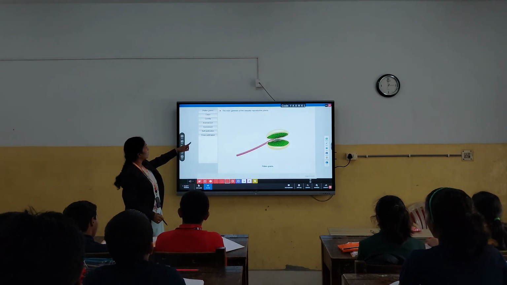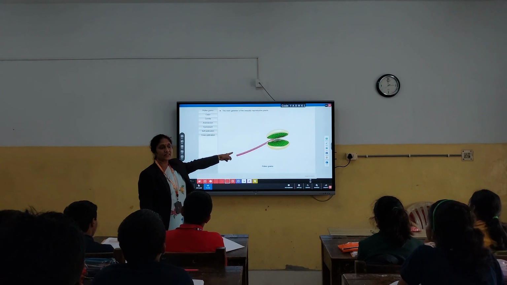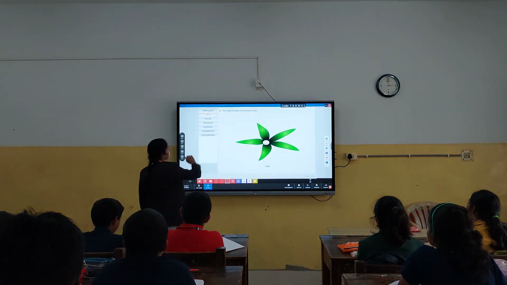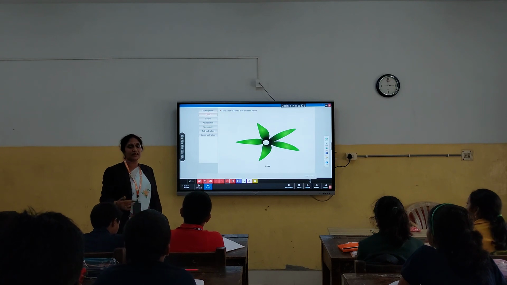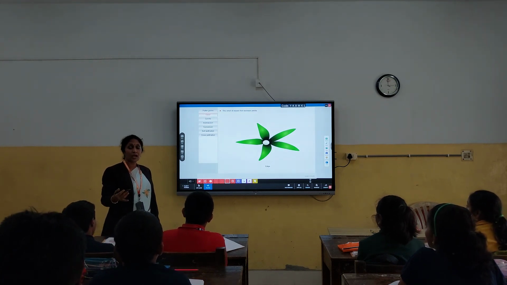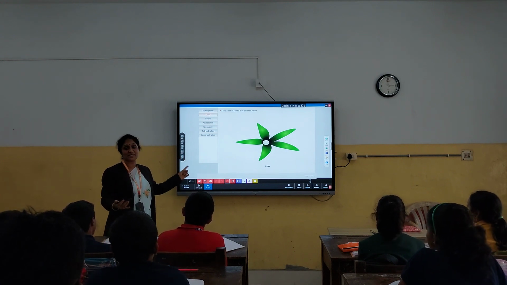Okay, now see, one by one it is being given. See how the pollen sacs are there inside the anther. Then coming to calyx. Calyx is the outermost whorl of the flower, which is made up of sepals.